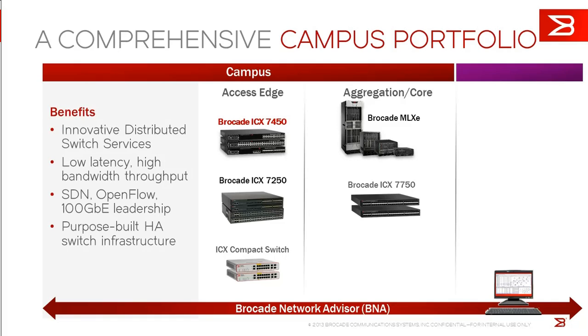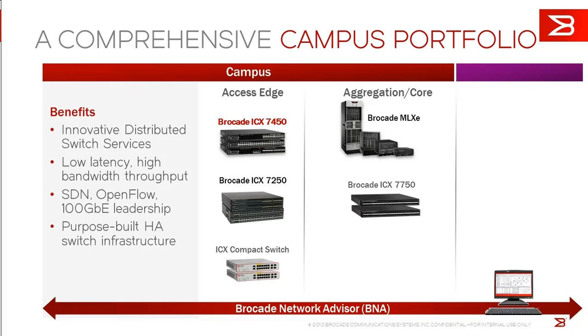For the aggregation and core area of the network, the product we would lead with typically is the ICX 7750. This is another stackable solution. It provides 10 gig and 40 gig port densities in either SFP+ or copper for 10 gig, and then QSFP ports for 40 gig.